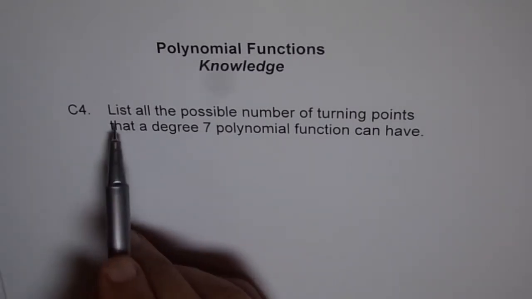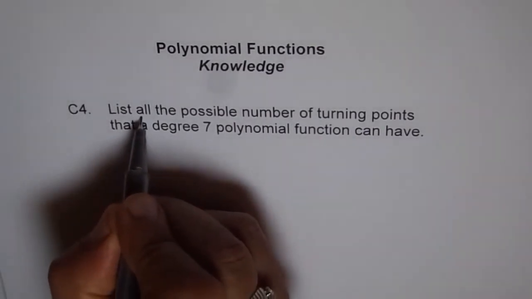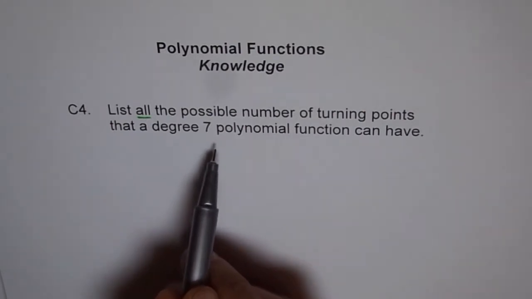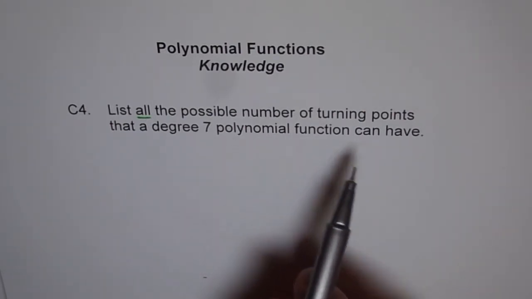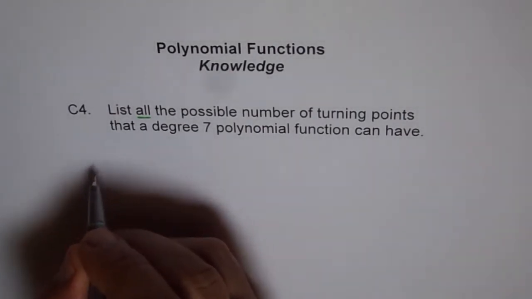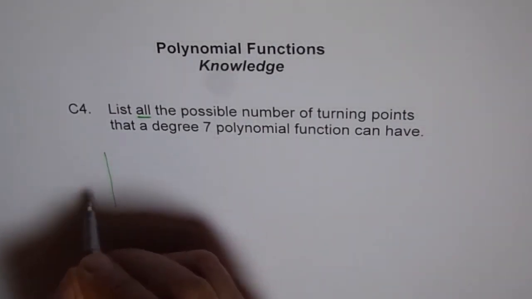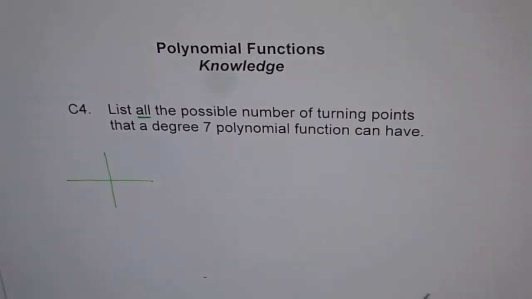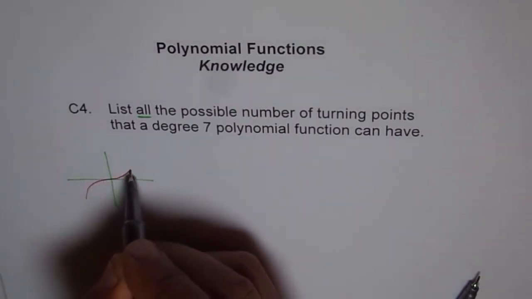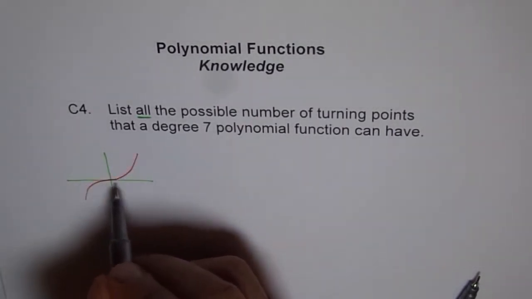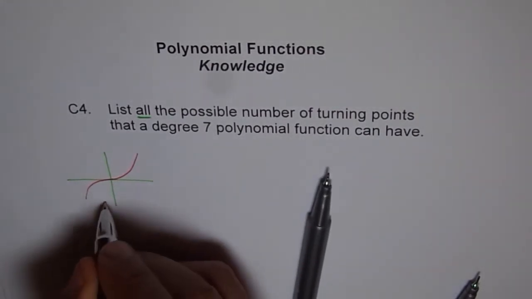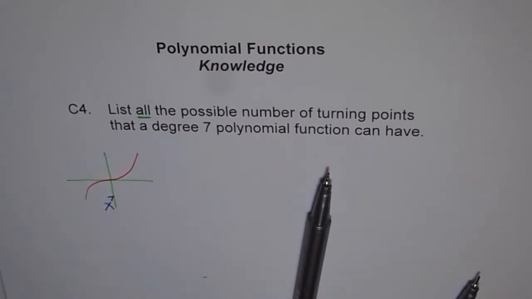List all possible. Remember, all is the key word here. All possible number of turning points that a 7-degree polynomial function can have. Now, let's look at 7, an odd degree polynomial. Let's try to sketch some scenarios here. So first one, a 7 degree could be like this. It could just go flattened out like x cubed, or more flattened. I could write this as x to the power of 7.